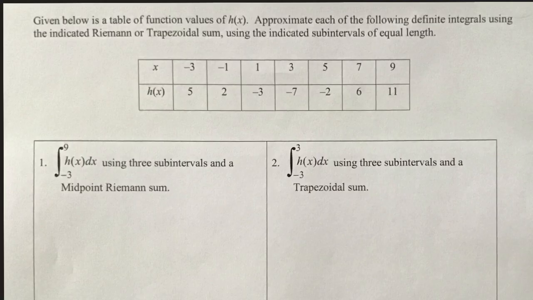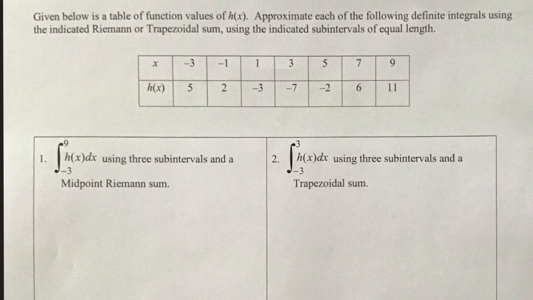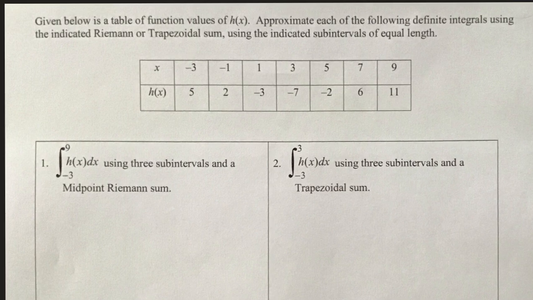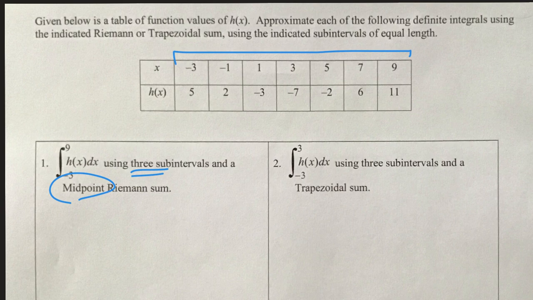So here I have a table. I have x values at -3, -1, 1, 3, 5, 7, and 9. Each of these has a corresponding y value. Now number 1 says find the integral from -3 to 9. So that's the whole entire interval, with 3 subintervals using the midpoint method. So we're going to figure out how wide each of our subintervals needs to be.